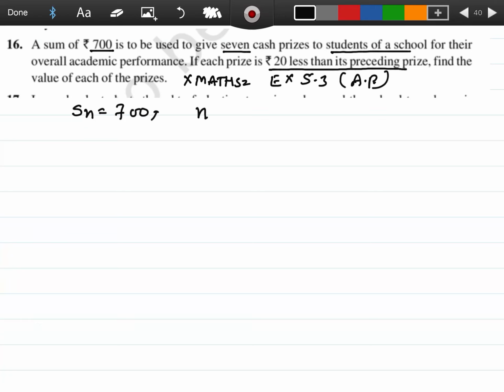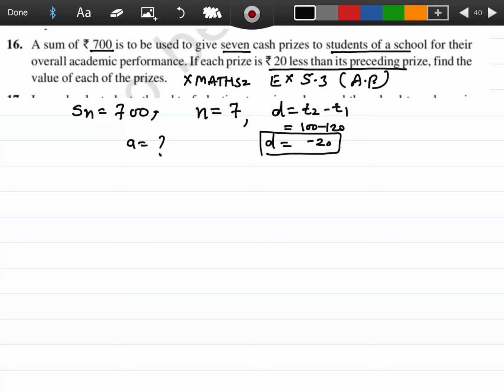So in this problem, the sum of the money has been given. That means Sn is equal to 700 is given to you. How many total prizes? 7 prizes. That means n has been given to you. And d: let the second prize be rupees 100 and the first prize will be rupees 120. So 100 minus 120 will be minus 20. In this way, d is equal to minus 20.